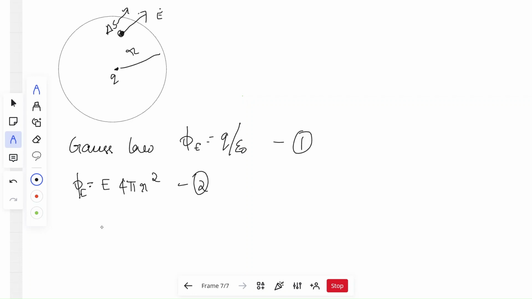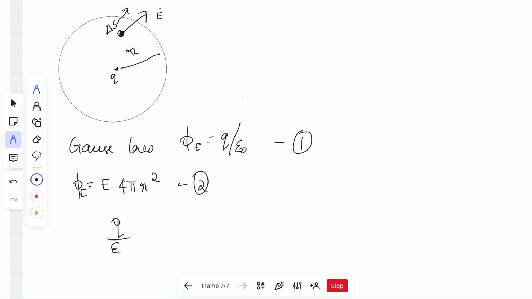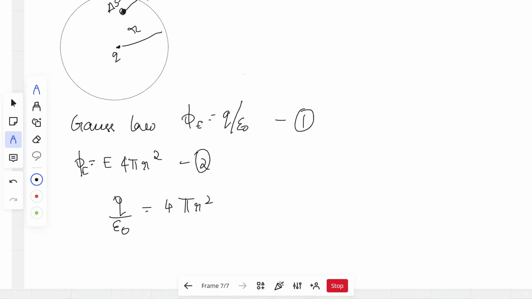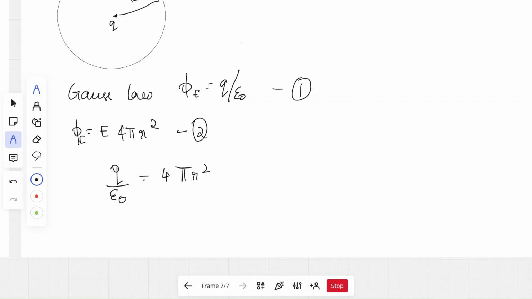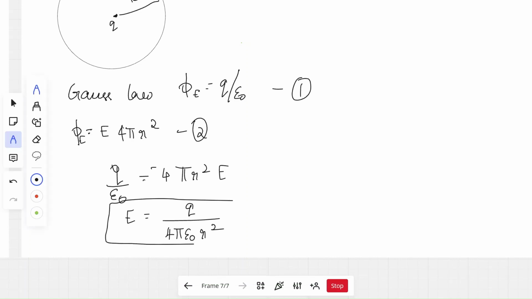Now substituting 1 in 2, we get that Q by epsilon naught is equal to E into 4 pi r square. So E is equal to Q by 4 pi epsilon naught r square. Isn't this the electric field expression for the point charge? So even with the Gauss law, we find the same result.